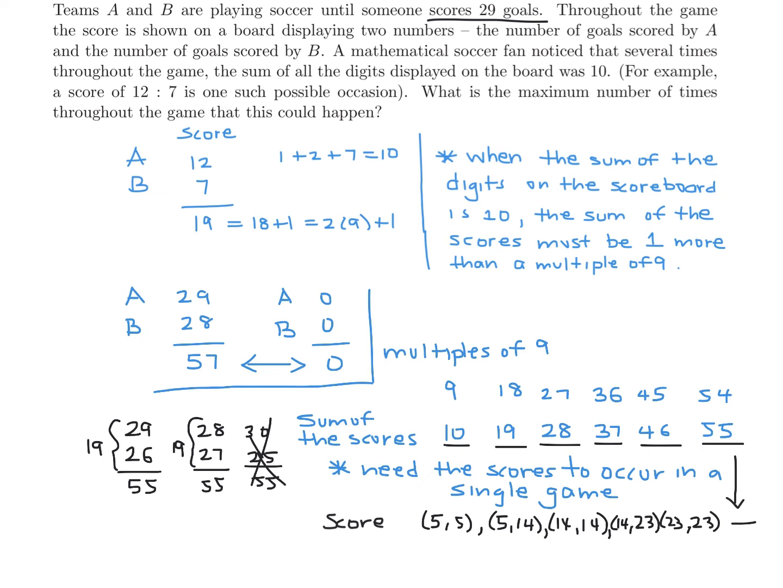So the only solutions that actually work and fulfill the criteria of the question are 5, 5, then 14, 14, and 23, 23. So when they ask what is the maximum number of times throughout the game that this can happen, it's 5 times. And the key is that it all happens in a single game. Other scores cannot be included because you cannot go down in the number of goals being scored.